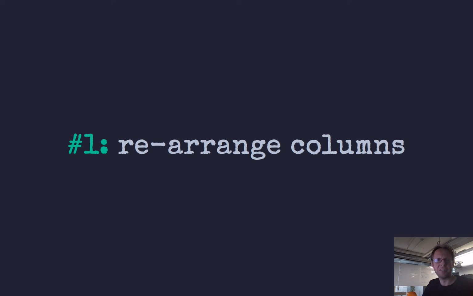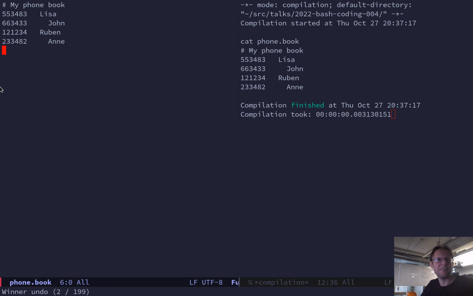So the first use case is that you have a file with data in columns and you want to rearrange them, reorder the columns. So here on the left hand side I have my phone book, and if I do cat phone book, you can see here the output on the right hand side. You can see phone numbers and names, and let's say I would like to have the names first and then the numbers.